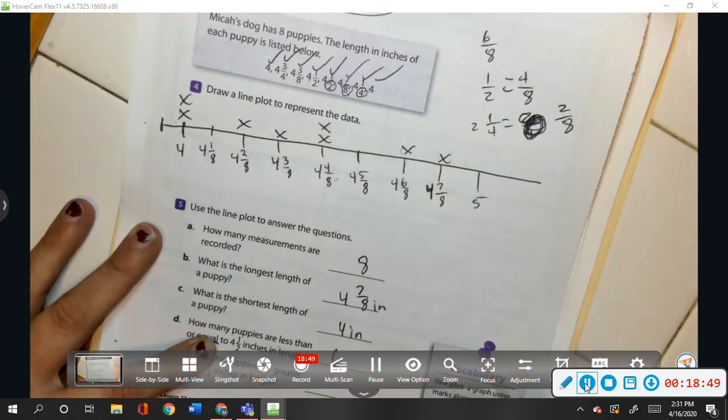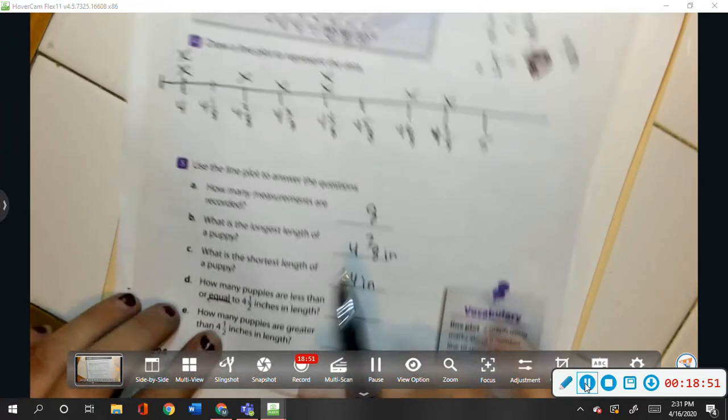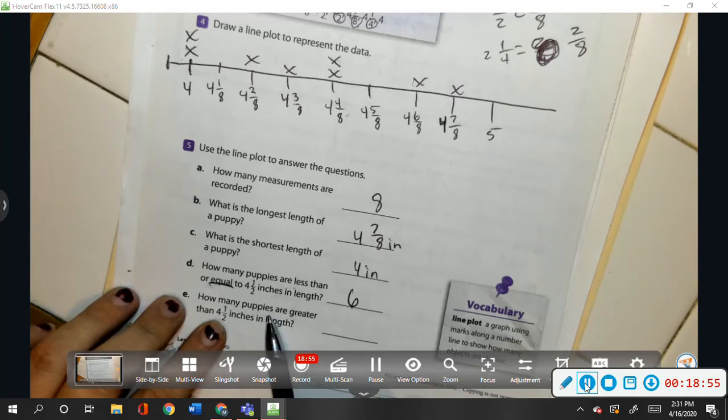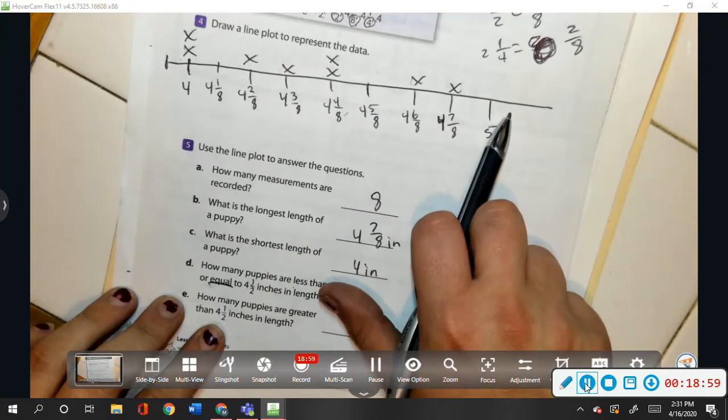There it goes. How many puppies are greater than 4.5 inches in length? So this isn't asking greater or equal to, it just wants to know how many are bigger. And we only have 2 puppies over here that are bigger than that.